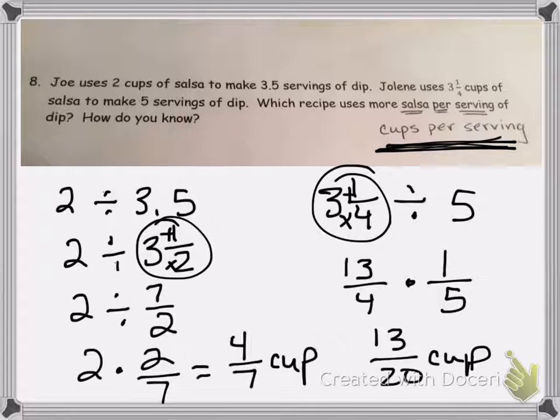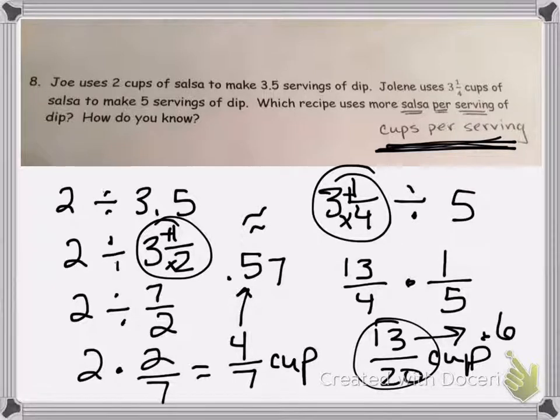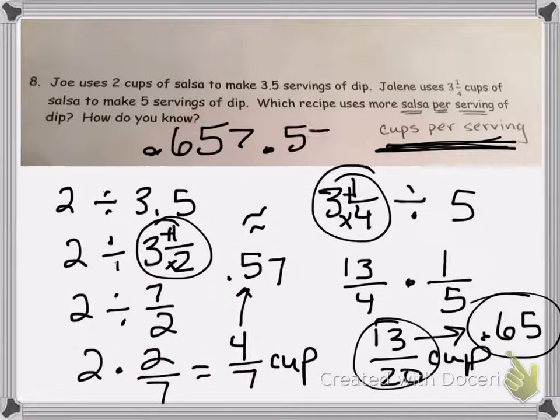In this case, the 4/7 as a decimal is going to be approximately 0.57. Again, that's approximate. And the 13/20, you see, that's going to be about exactly 0.65. So who used more per serving? Well, that would be Jolene, because the 0.65, no doubt about it, is greater than 0.57. So when you do the actual take home, you're just going to do unit rates for each of these and then compare. Good luck.